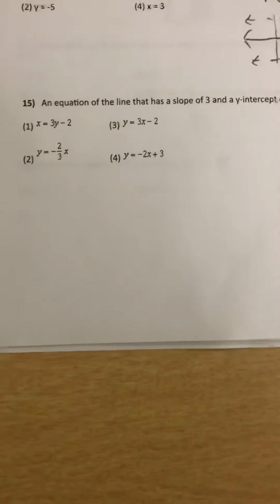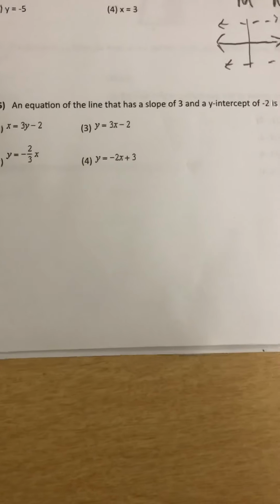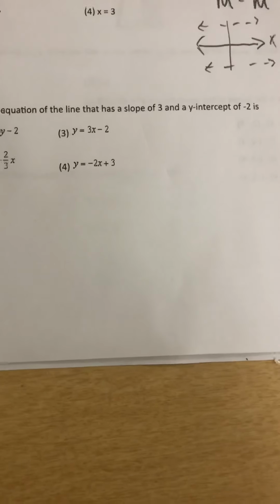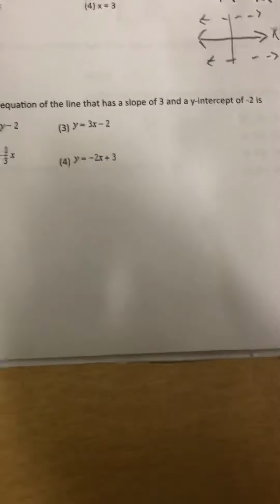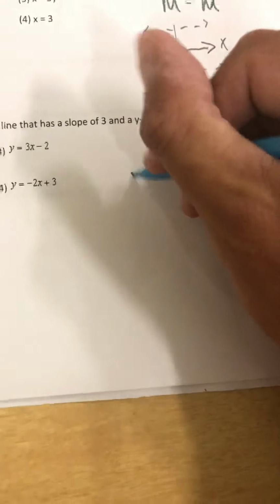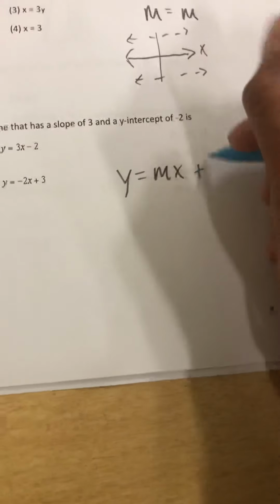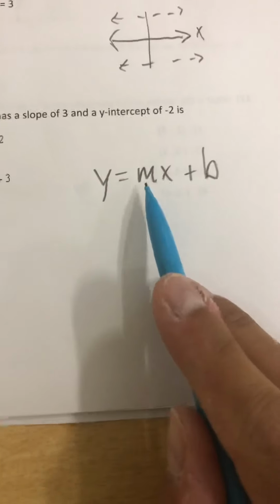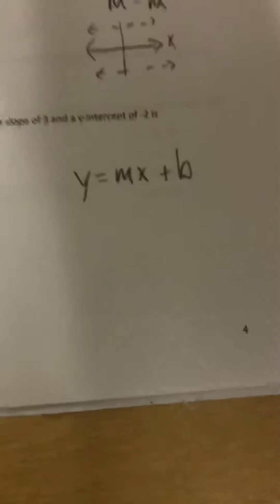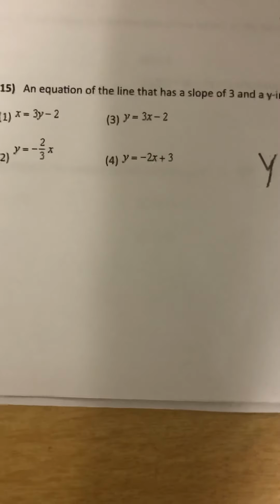Number 15, an equation of a line that has a slope of 3 and a y-intercept of -2. So you're going to be looking at the basic equation of a line, y is equal to mx plus b, where m is your slope and b is your y-intercept. So you're going to select the correct answer.